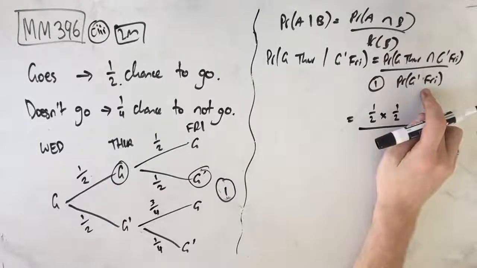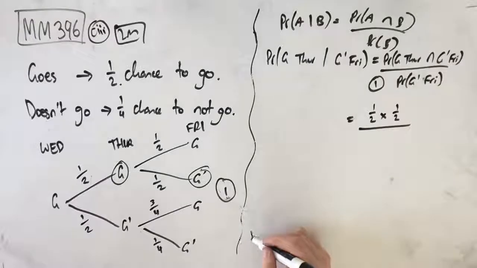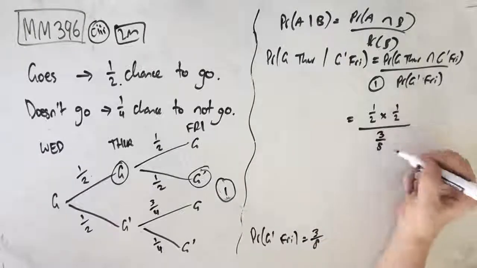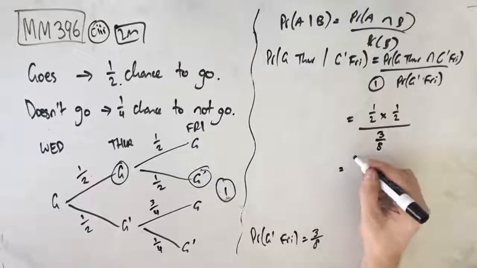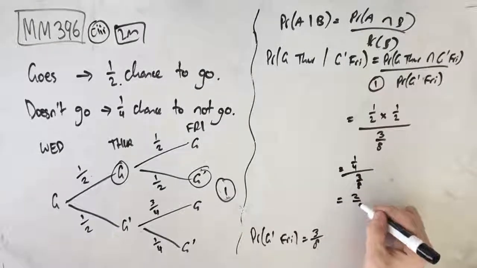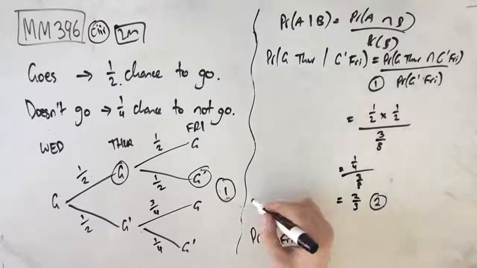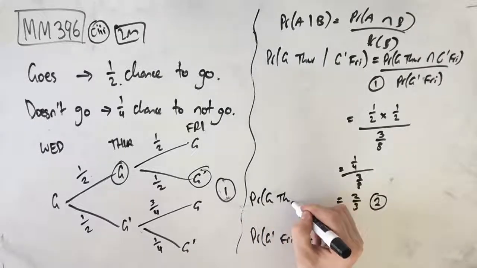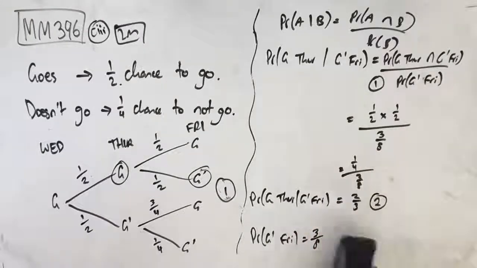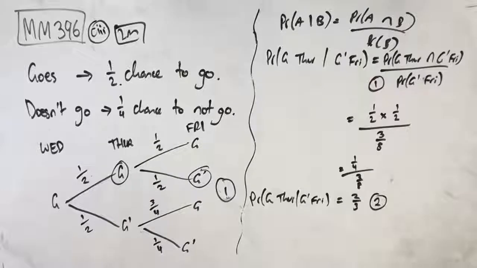Now, we found in the previous question that the probability that he doesn't go on Friday was 3 on 8. And that's exactly what this is. So we found that the probability he doesn't go on Friday is 3 on 8, so 3 on 8 goes on the bottom here. So what we end up with is 1/4 over 3 on 8, which gives us 2 over 3. So the probability that he goes Thursday, given that he doesn't go Friday, is 2 on 3. So that's our final answer for C(iii), guys. Let's move on to part D.